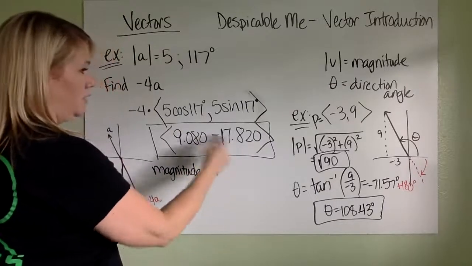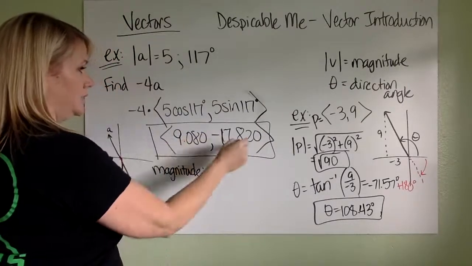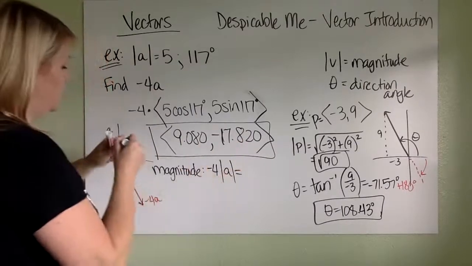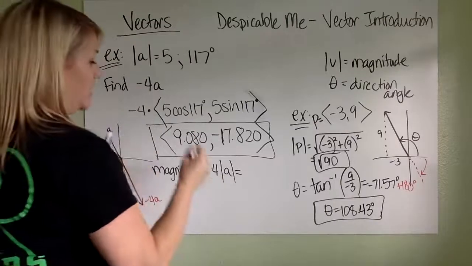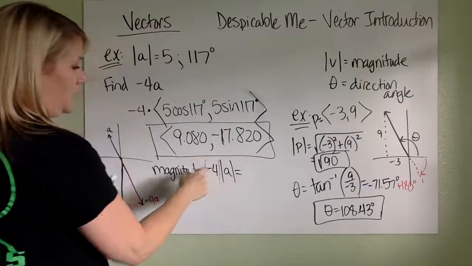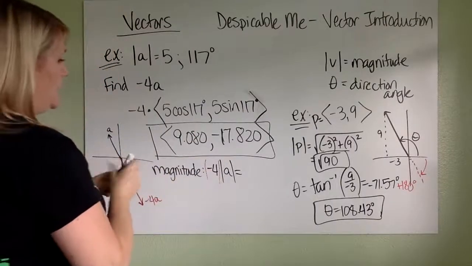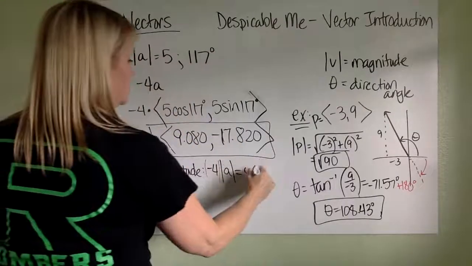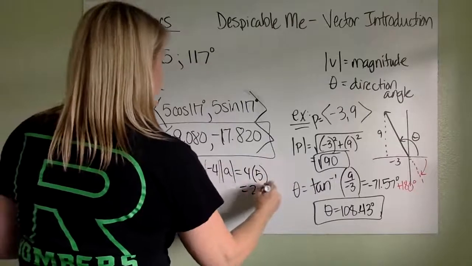you can either calculate the magnitude of this by doing this squared plus that squared and the square root, or you can just take positive 4. We're going to take magnitude is length. So the negative, we use the absolute value of that. And so it would just be 4, and then the magnitude of A, which was 5. So you should get 20.